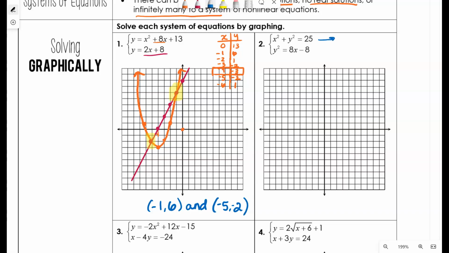But what this is telling us here is that this is going to be a circle centered at 0, 0. And it's going to have a radius of, because the equation of a circle is x squared plus y squared equals r squared, the square root of this, which is 5. So that means I'm going to go out 5 on every side. So here's 1, 2, 3, 4, 5. 1, 2, 3, 4, 5. And let's go ahead and draw a circle here.